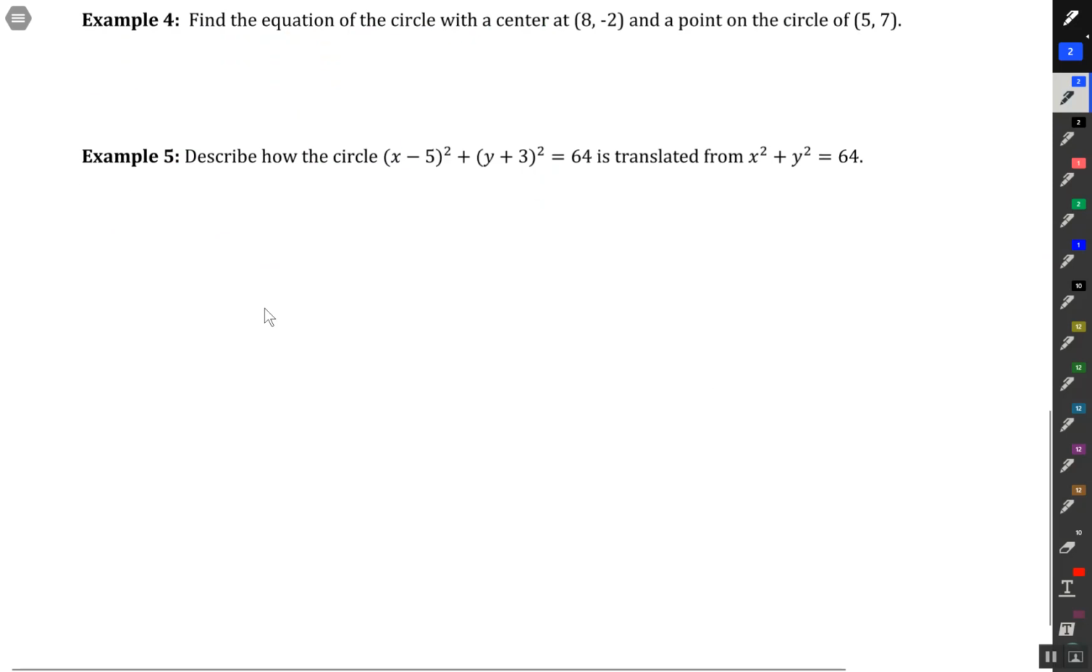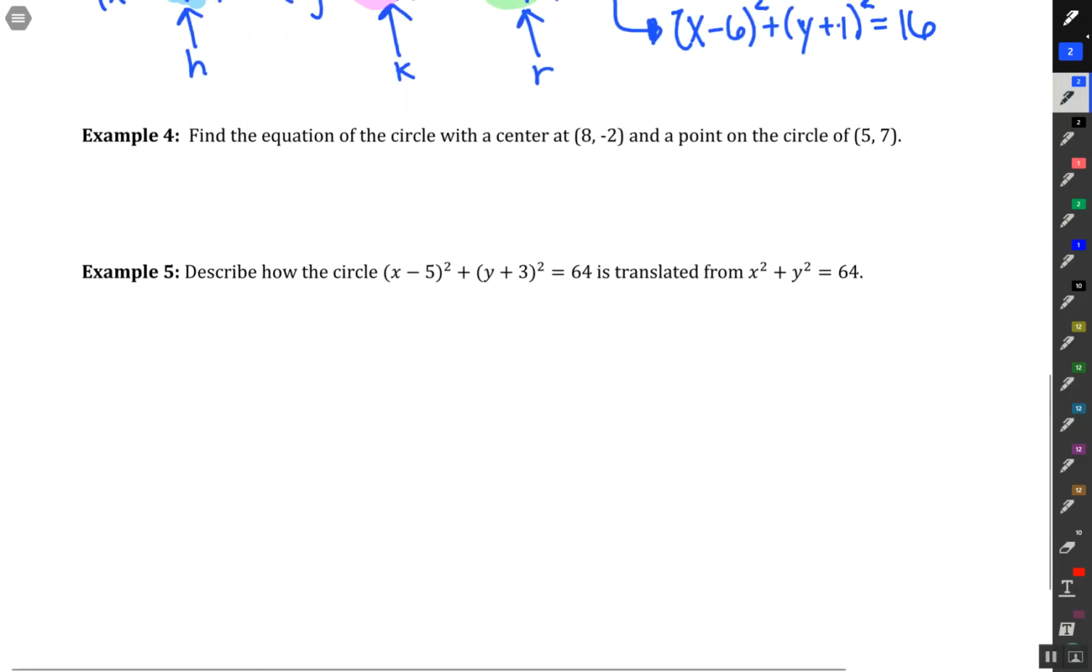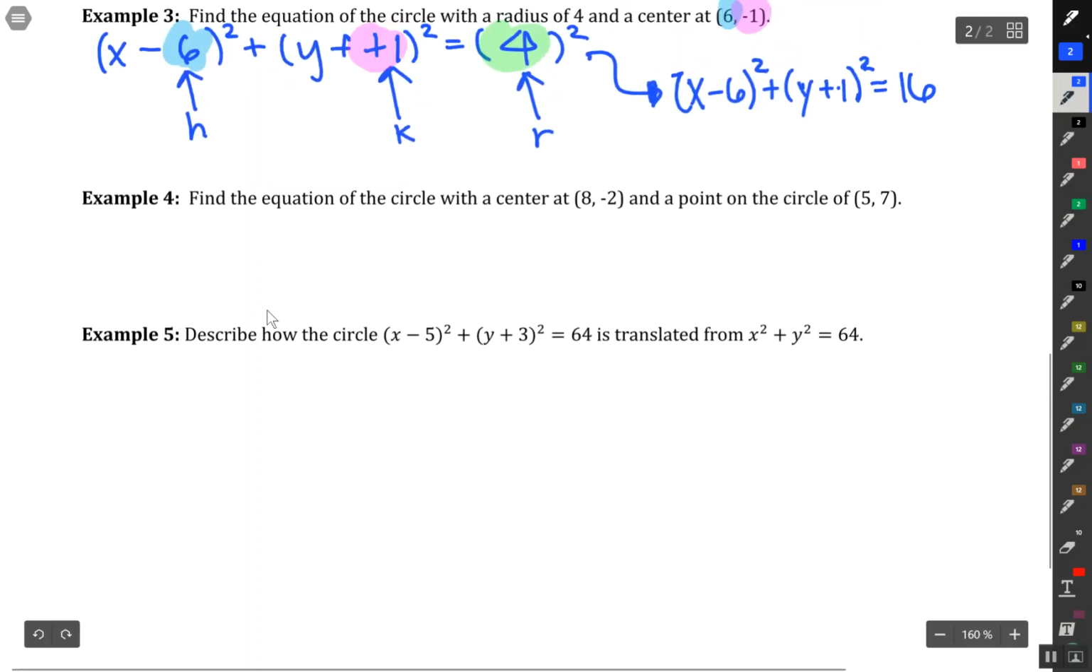Find the equation of the circle with a center of 8, -2, and a point on the circle of 5, 7. Okay, so this is a little bit trickier. They are giving you the center, so they're giving you h and k, but this time they don't give you the radius. Alright, and so we're going to have to find the radius ourselves. But we can go ahead and fill in the h and the k, so x minus 8 squared plus y, so this is a minus a -2, which is going to be plus 2 squared equals the radius squared.